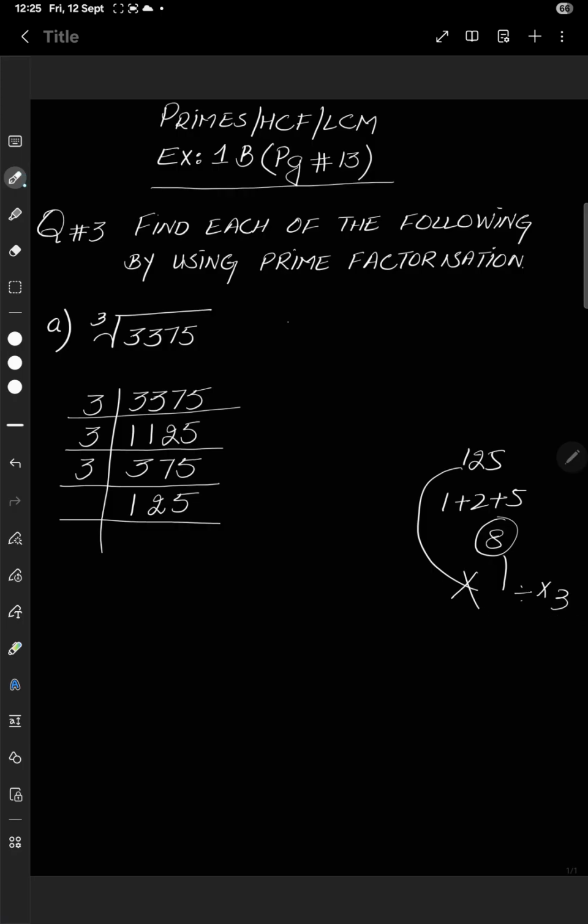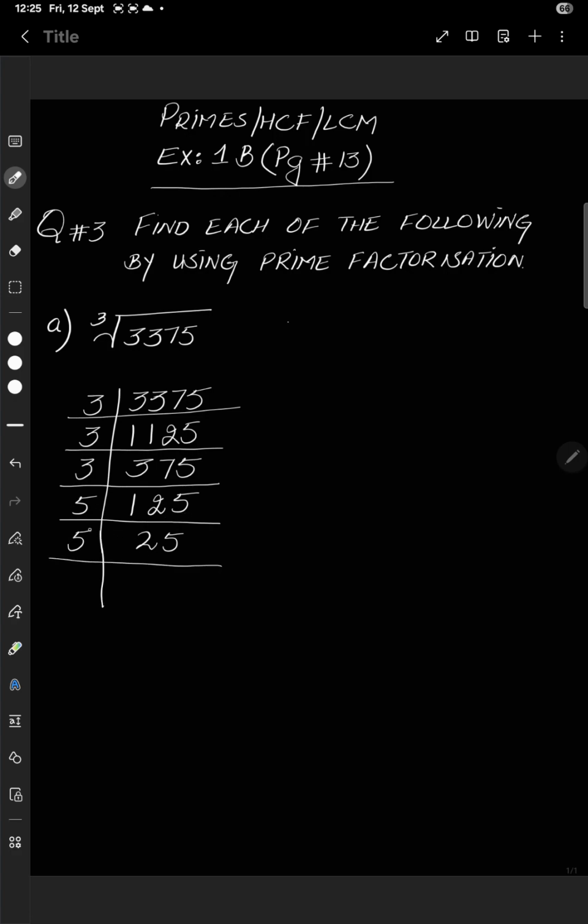So we will take another prime number, which is 5. We will divide this number by 5. If I divide 125 by 5, my answer will be 25, and 5 fives are 25 and 5 ones are 5. Our prime factorization is done.